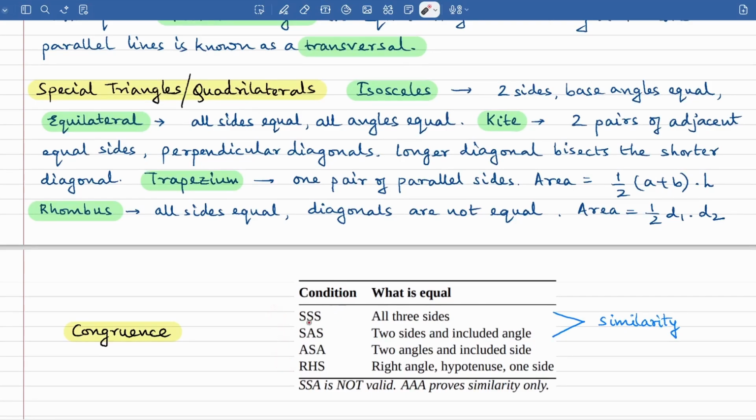One is missing. So for congruence, you have triple S, all sides equal, SAS, two sides and the included angle between them. ASA, angle side angle. AAS also works, angle angle side. And then you have RHS, right angle hypotenuse and one side. Of course, SSA is not valid, and AAA or AA prove similarity only.